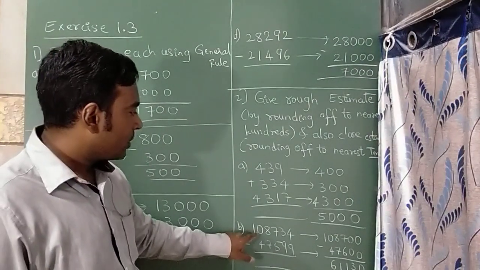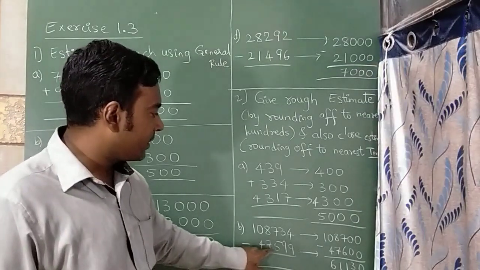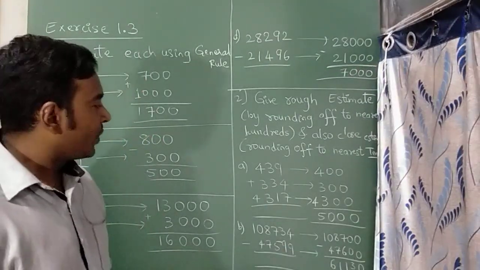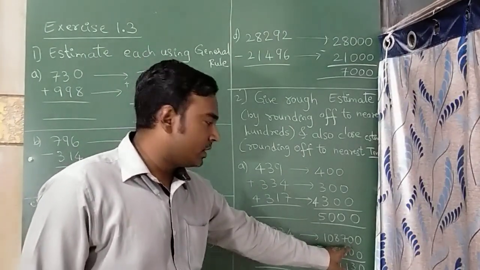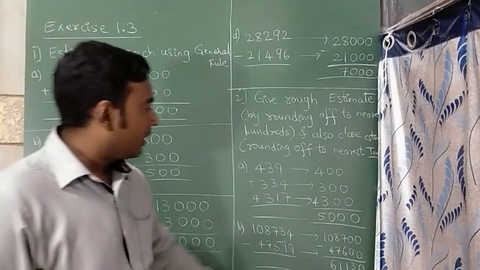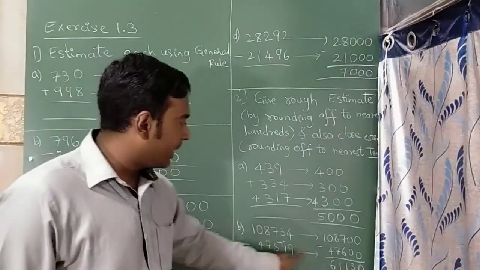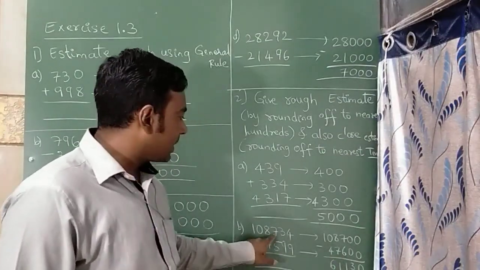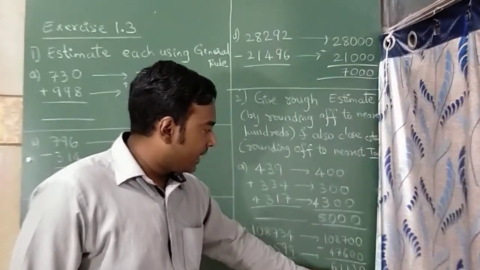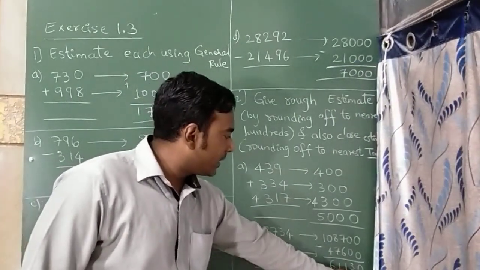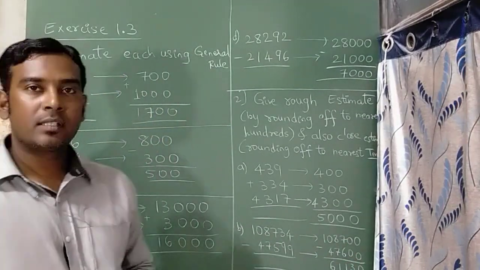Fine. Now B. 108,734 minus 47,599. If you round off, then you will get 1,08,700 minus 47,600, because you can see here 599 is rounded to 600 and 734 is rounded off to 700. If you subtract these two, you will get 61,130. You need to subtract this. Fine. So let's move on to the next question.